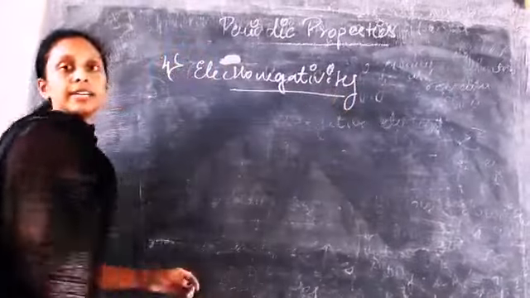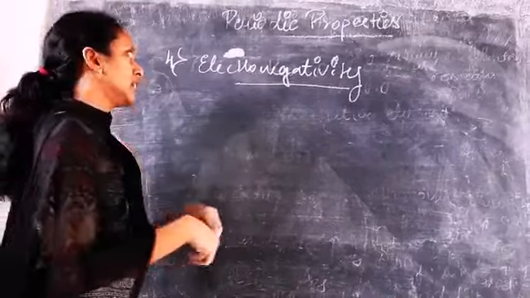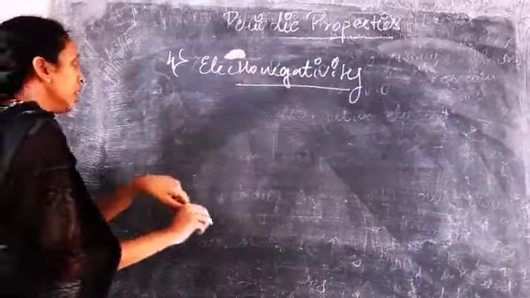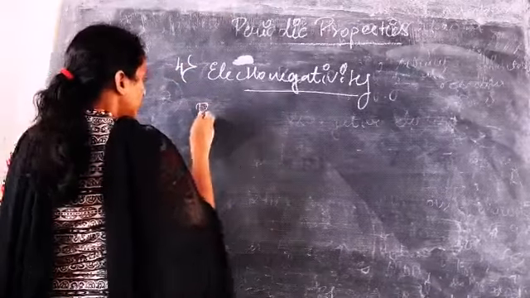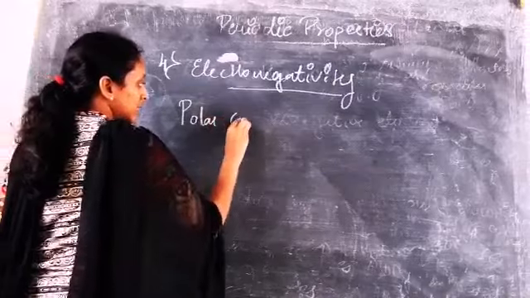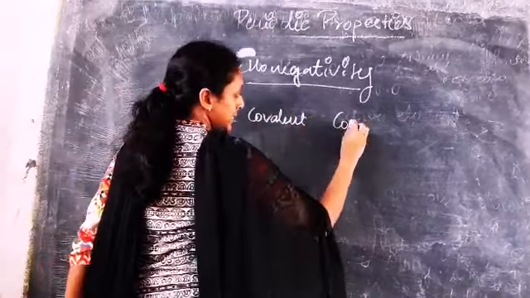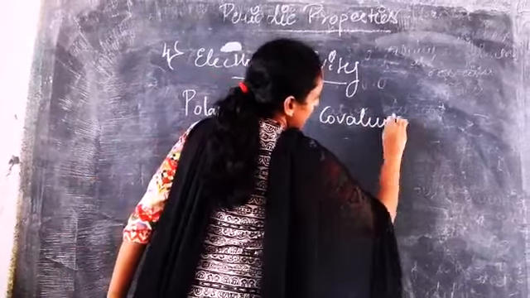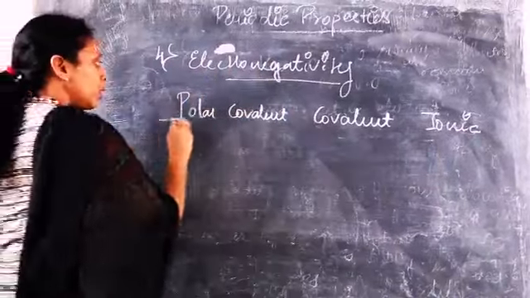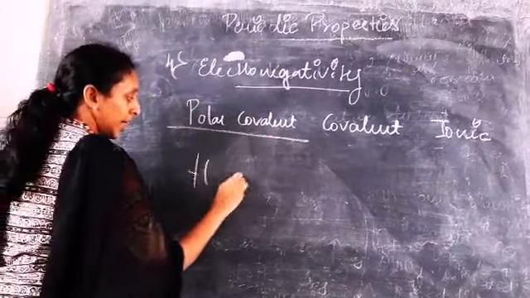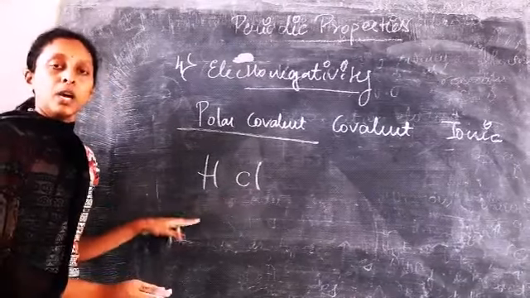So, electronegativity: the tendency of an element to attract the shared pair of electrons towards itself is called electronegativity. For example, we know there are three kinds of bonds. One is polar covalent, one is covalent, one is ionic bond.